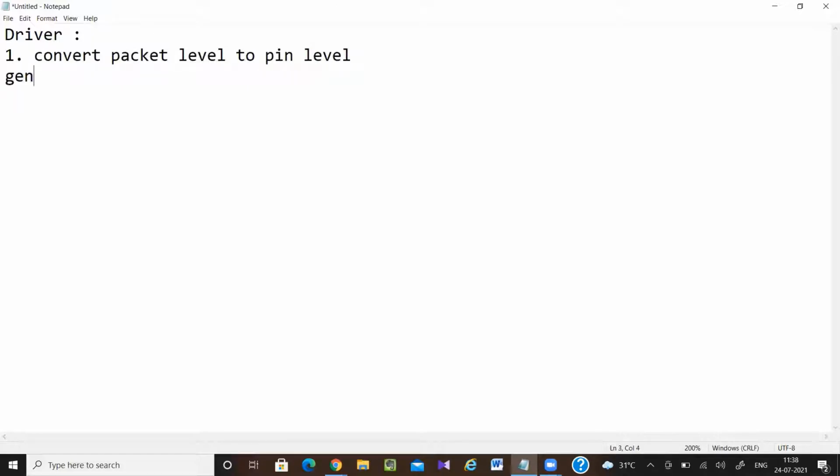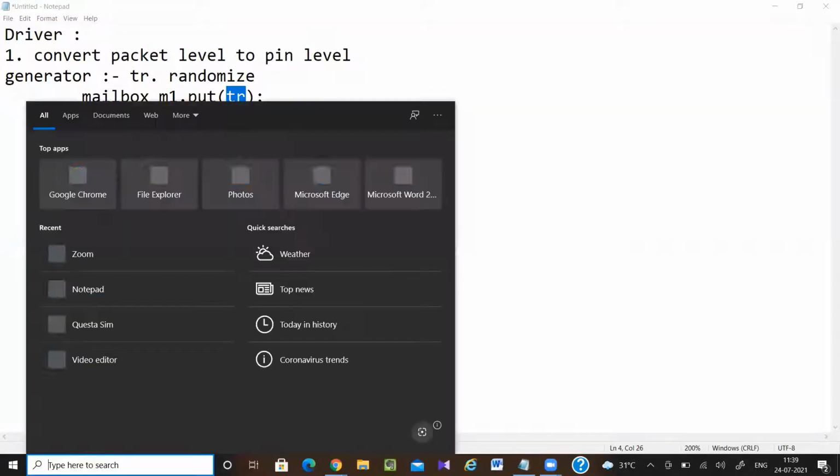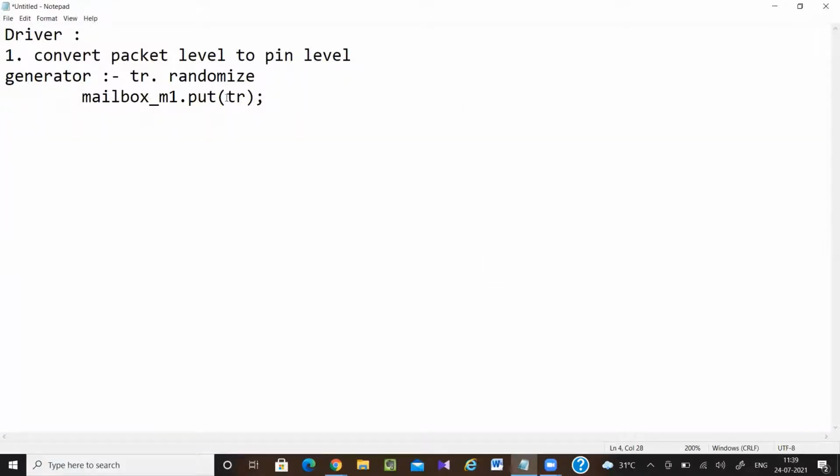a packet format. If you remember, in the generator I have written transaction.randomize. Then in the mailbox I was writing mailbox name, let's say M1, M1.put(transaction). Here I am putting the total packet. But my DUT needs to know how data should be transferred to it through the pins. Here only one packet is generated.